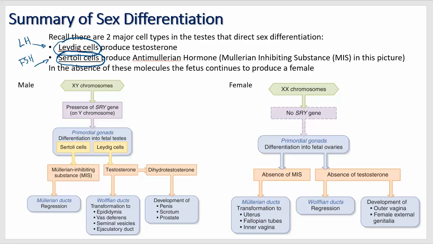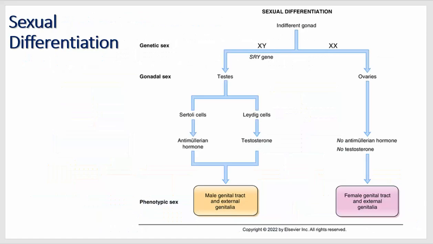Sertoli cells produce the anti-Müllerian hormone, also called Müllerian inhibiting substance, which is what it's called in this picture, so absence of MIS. We can go through and review all that. In the absence of these molecules, the fetus continues to produce a female. Everything we just went through: the SRY gene, Sertoli cells make the anti-Müllerian hormone, Leydig cells make the testosterone. Testosterone causes the development of Wolffian ducts. Anti-Müllerian hormone causes the Müllerian ducts to go away. Without that, in the female, the Müllerian ducts will develop into the fallopian tubes, uterus and inner vagina, and the Wolffian ducts will go away. This is just another flowchart of the same thing.